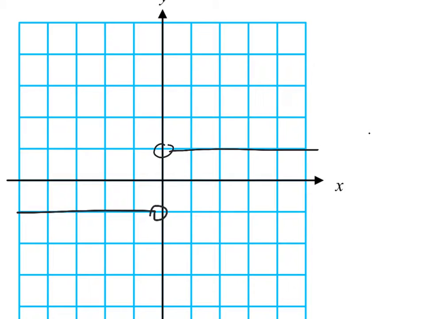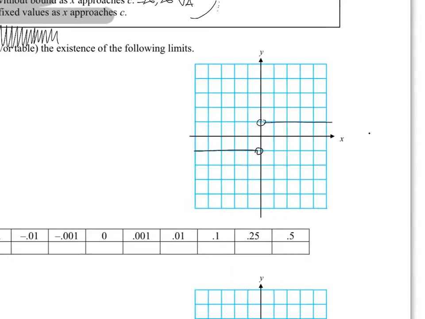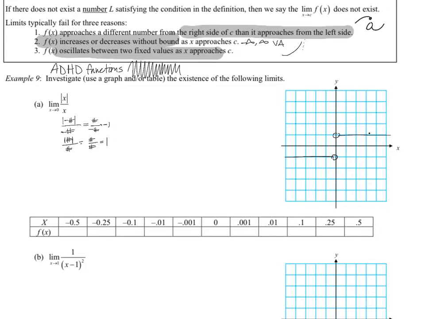So we could look at it graphically and say, okay, I trace the function from this way, I get negative 1. I trace the function from this way, I get positive 1. Can't be both. So we have an issue there. We're going to talk about it in just a second. Let's fill in the table first. Okay, we could probably do that just by looking at the graph.